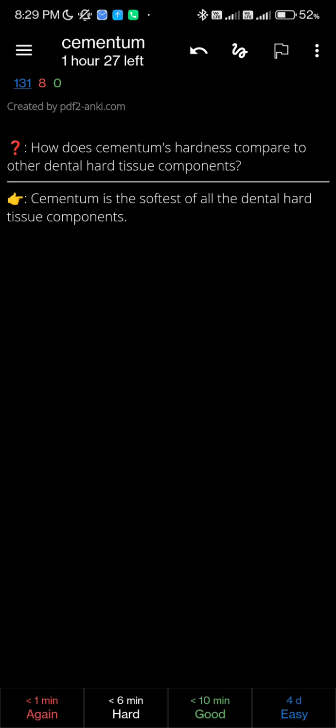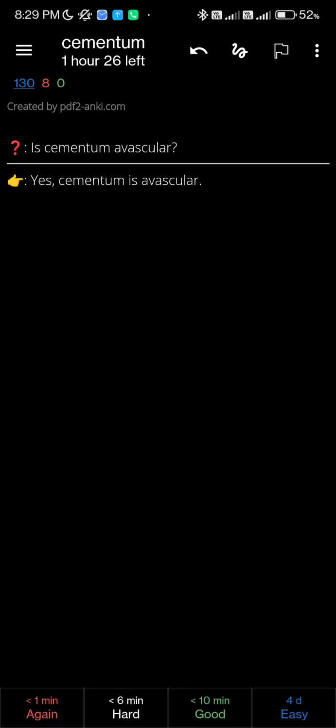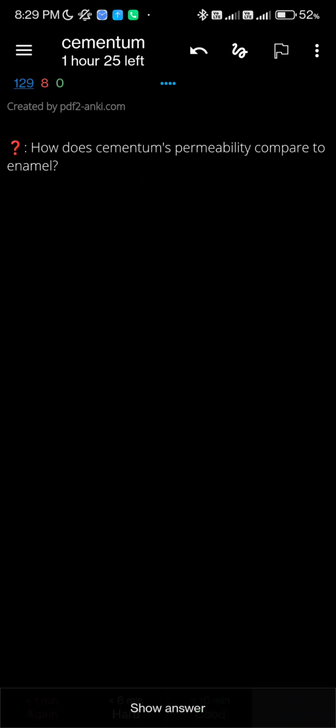How does cementum's hardness compare to others? Cementum is the softest of all the dental hard tissue components. Cementum is avascular.